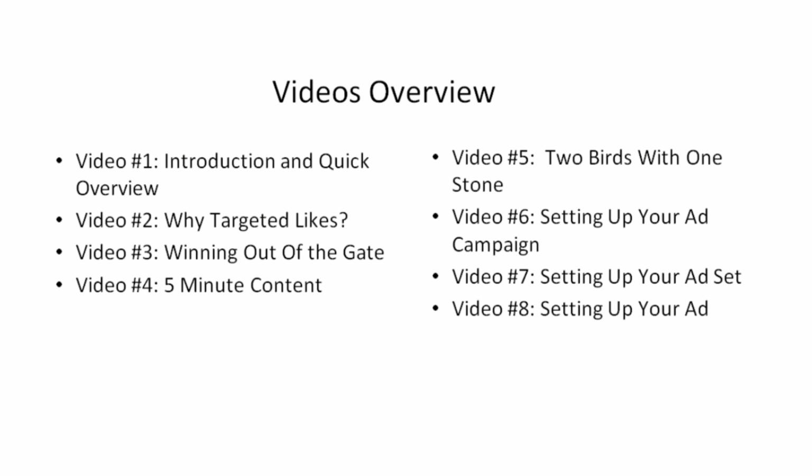So we talked about how to create content. How do we know what content is going to convert into sales, into leads, into profits? So we'll talk about that. Videos number 6, 7, and 8 are where we jump in and show you how to actually run an ad campaign. Video number 6 is all about setting up your ad campaign. Video number 7 is all about setting up your ad set. And of course, last but not least, video number 8 is about setting up your ad.